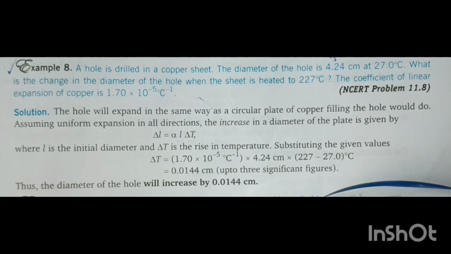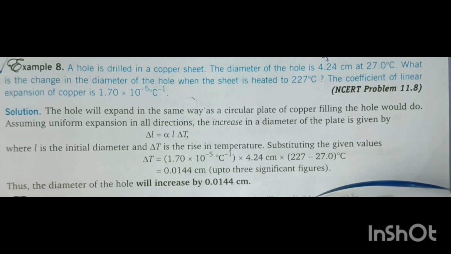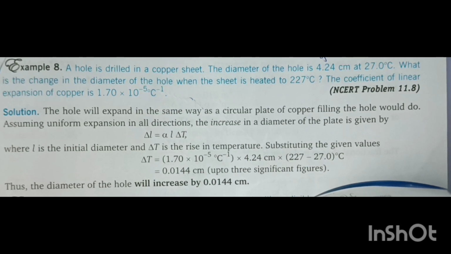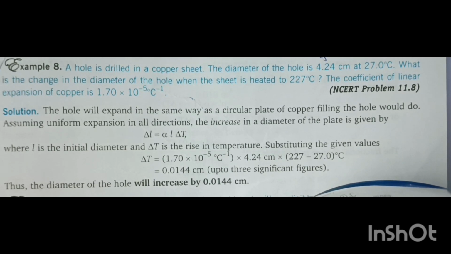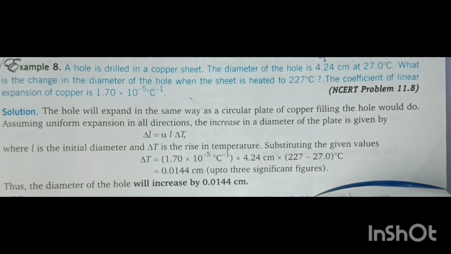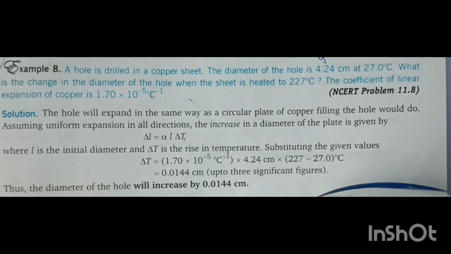A hole is drilled in a copper sheet. The diameter of the hole is 4.24 centimeter at 27 degrees Celsius. What is the change in the diameter of the hole when the sheet is heated to 227 degrees Celsius? The coefficient of linear expansion of copper is 1.7 into 10 power minus 5 per degree centigrade. So the initial diameter of the hole was 4.24 centimeter and the temperature was 27 degrees Celsius.